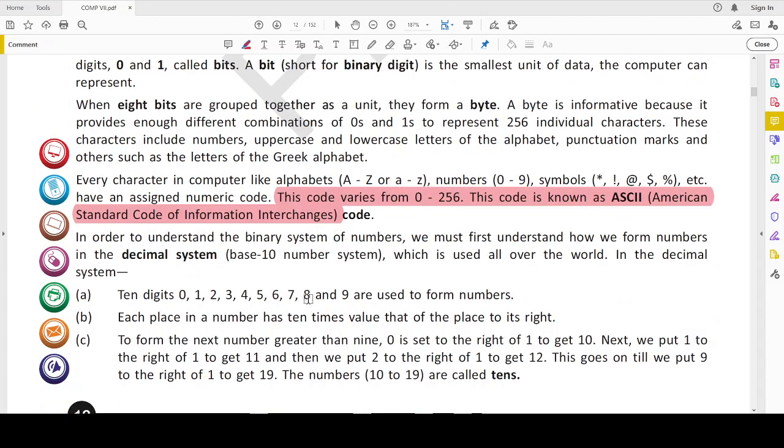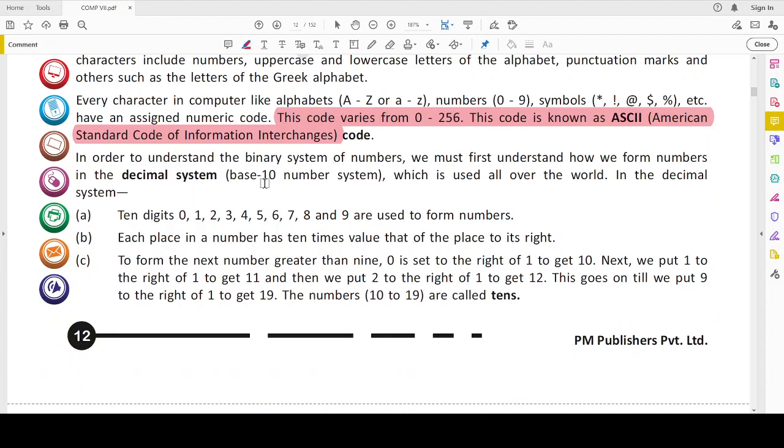Now we will see how we use the 10 digits of decimal numbers to generate the numbers. Then we will see how the 2 digits in binary are used to generate the numbers. Right? The 10 digits are used for a single digit number, 0 to 9.